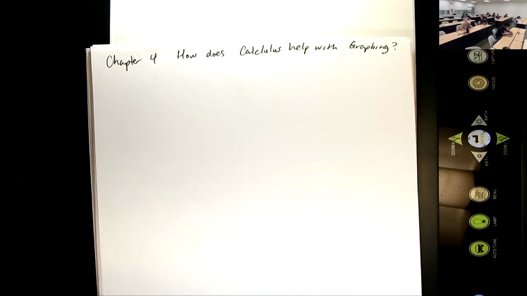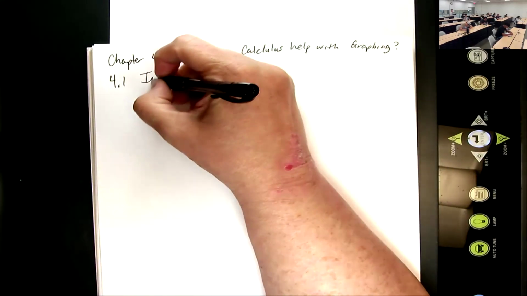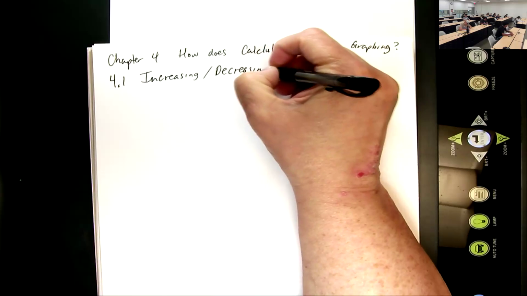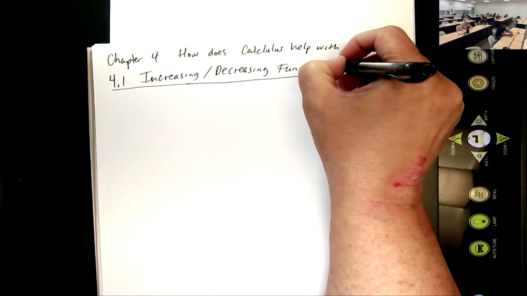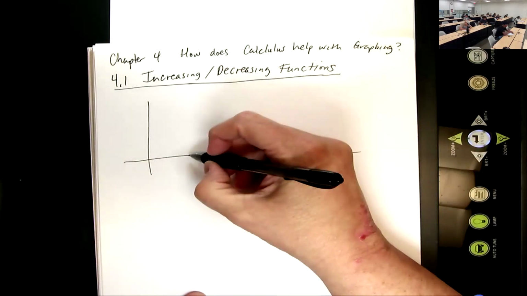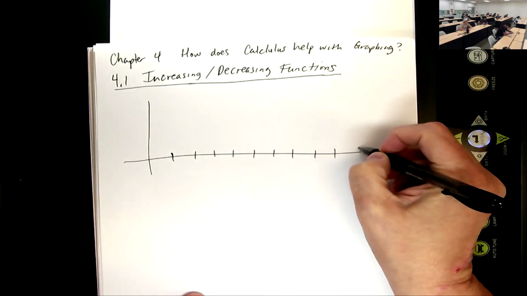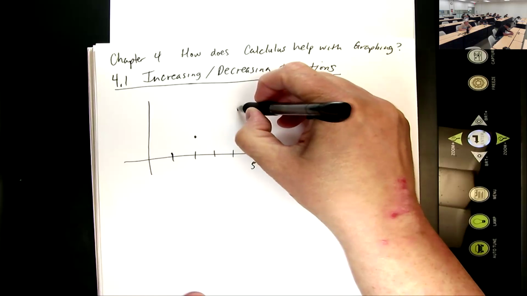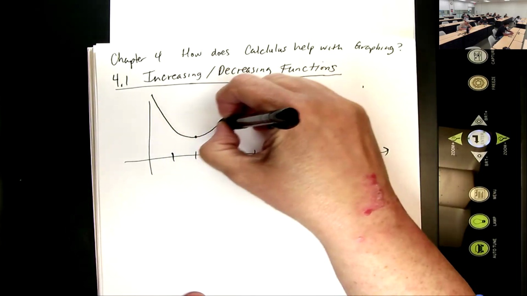So 4.1 is on increasing and decreasing functions and stuff like that. So let's say we have some function, it's doing some stuff like this. Doing some stuff like this.